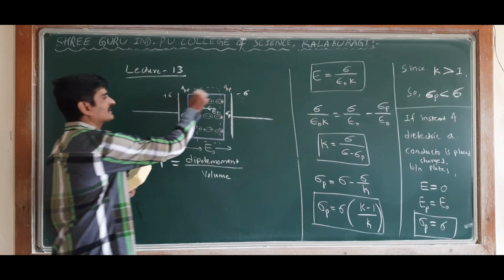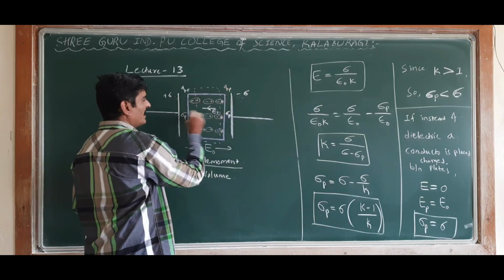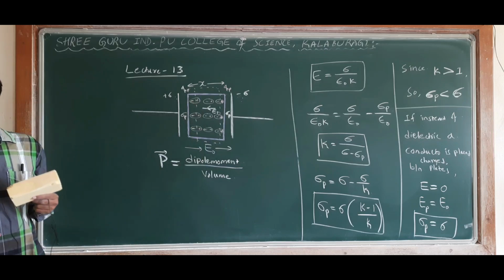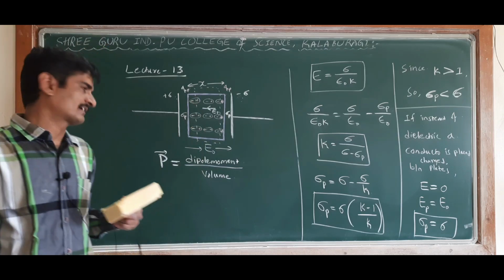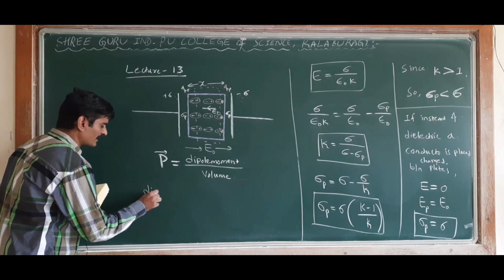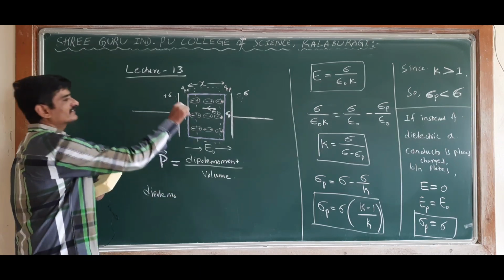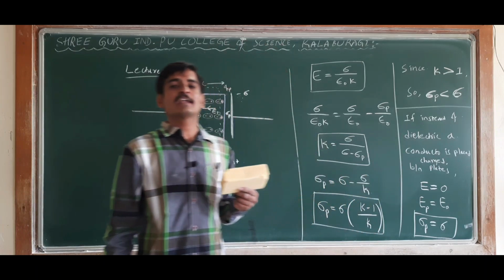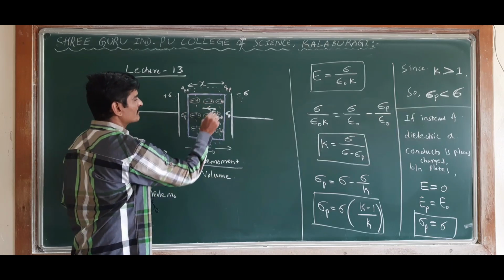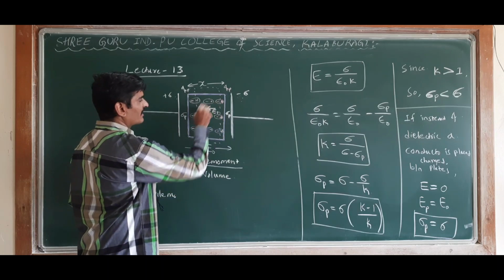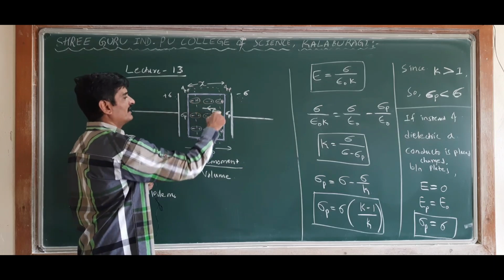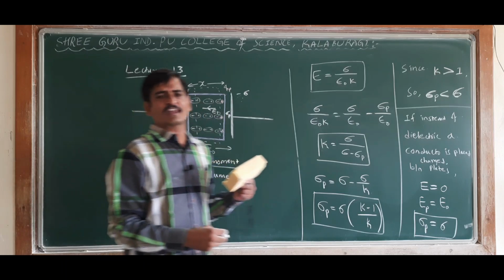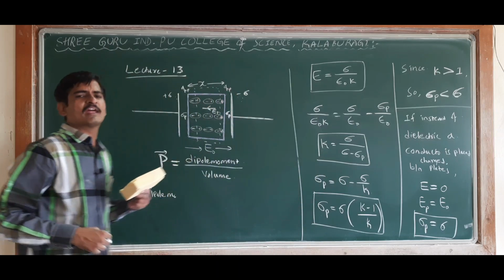Now a dielectric has a charge QP, and let x be the thickness or length of the dielectric. Then this dielectric can be considered to be a dipole, because it is made up of a large number of small dipoles. When an external electric field is applied, these are all induced electric dipoles, and this entire dielectric can be assumed to be a dipole.